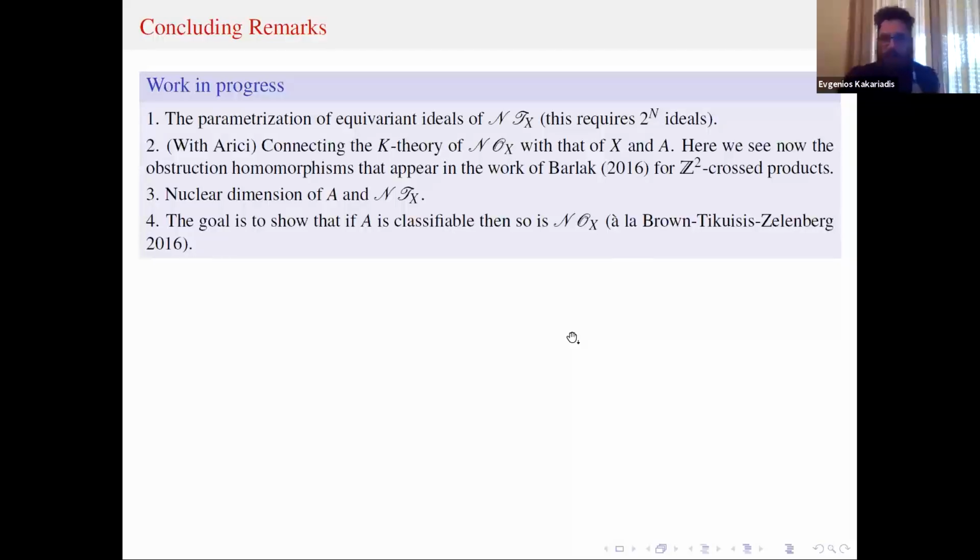With Francisca Ricci, we are working on connecting the K-theory of NOx with that of X and A, and by taking these alternating sums, actually we can see these obstruction homomorphisms that Barlak has seen in the Z^2 crossed products. Further things are how to link the nuclear dimension of A and NTX, so that at the end the goal is to show that when you start with a classifiable A, applying something that's amenable by Z^N, you get a classifiable NOx. And that perhaps will help us to bring even more sister algebras into the classification problem.